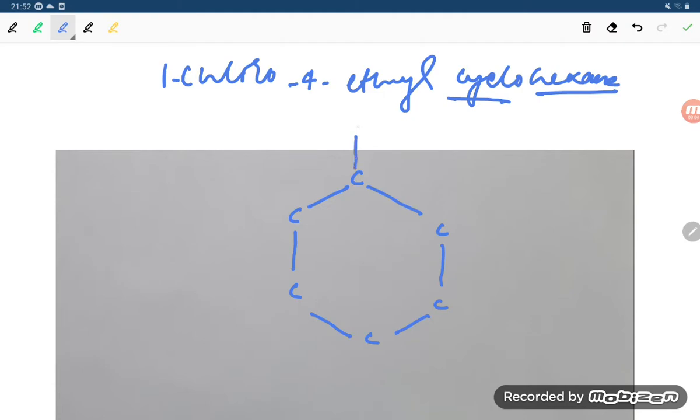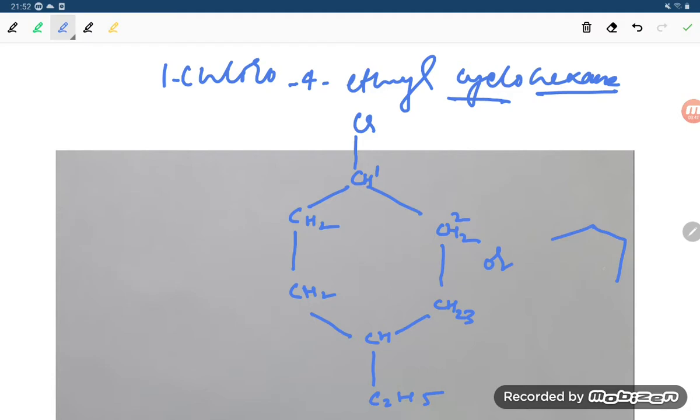Suppose on the first position we put the chlorine, then second, then third and fourth. On the fourth position, what is there, students? Ethyl, C2H5. Now what we have to do is balance the valency of this hydrocarbon. So here is 1, 2, 3, so here should be H, here is 1, 2, so here will be CH2, this position CH2, here is H, this is also CH2 and this is also CH2.